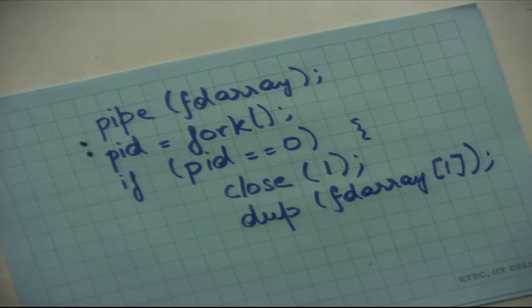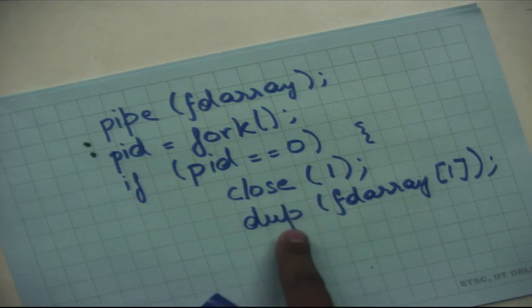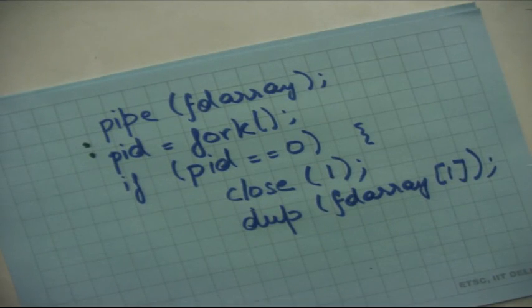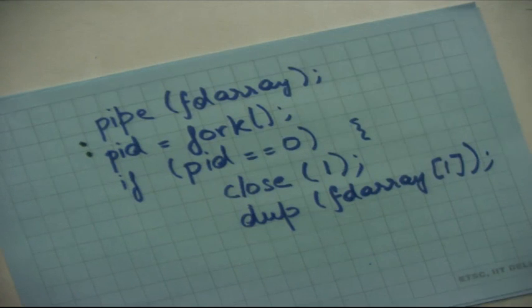So now the standard output is connected to the input end of the pipe, right? FD array 1 was the input end of the pipe. So when I did close 1 and the dup of FD array 1, I've connected the standard output of my current process to the input end of the pipe, FD array 1. All right.